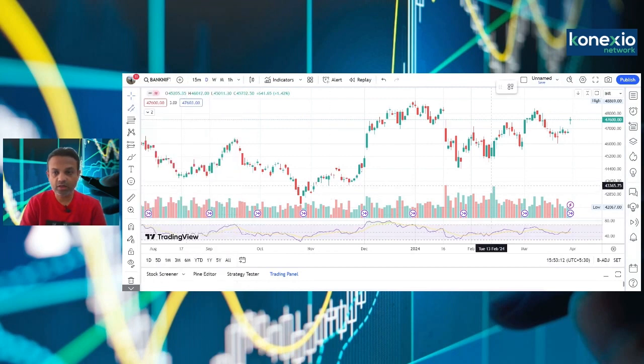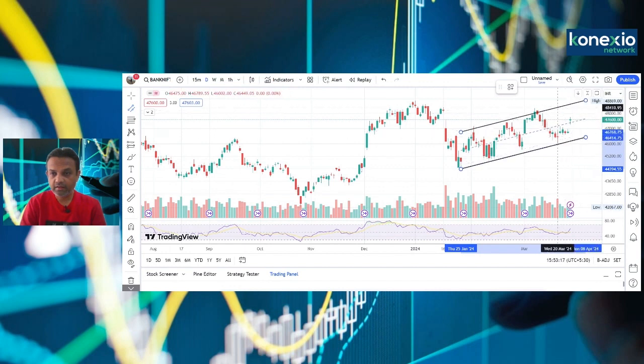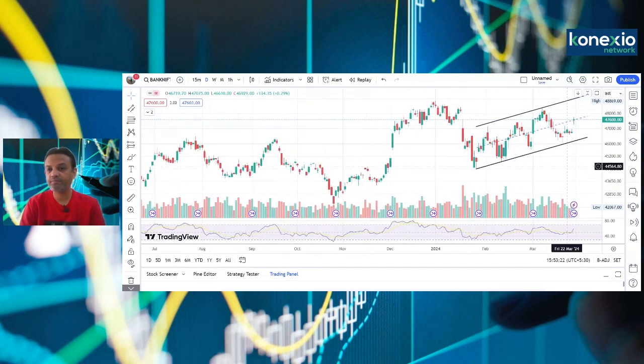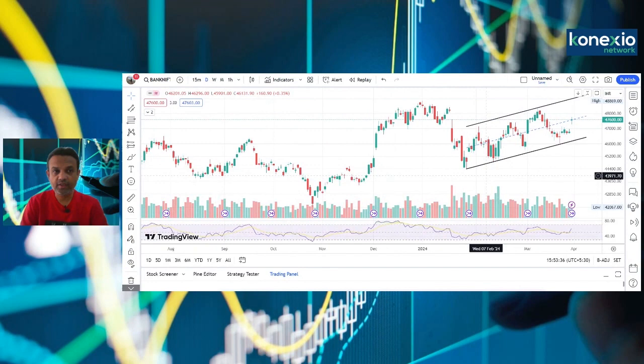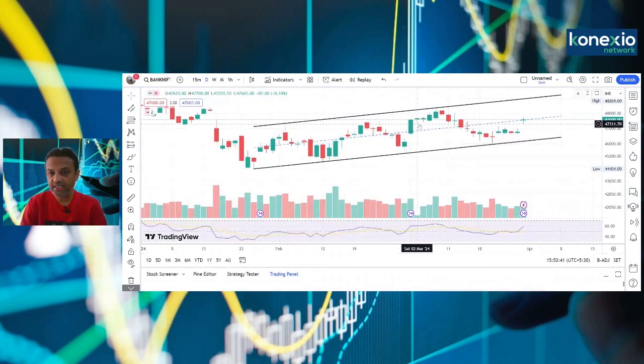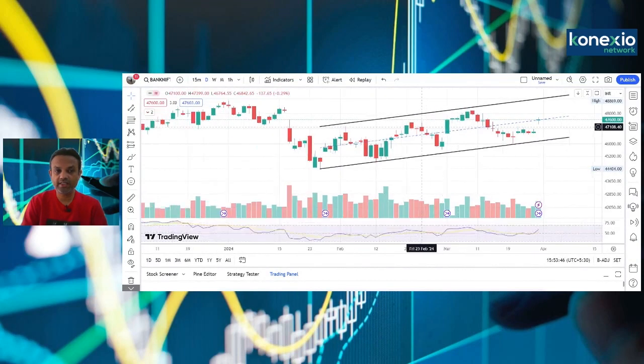Let me draw a simple parallel. You can clearly see it is at the midway of this rising channel. So it has the potential to test its lifetime high, which is around 48,869, in the coming months. Definitely the overall chart seems to be positive. Any dips should be used as a buying opportunity, because you can clearly see Bank Nifty has taken out this congestion range of the last 7 to 8 trading sessions decisively.